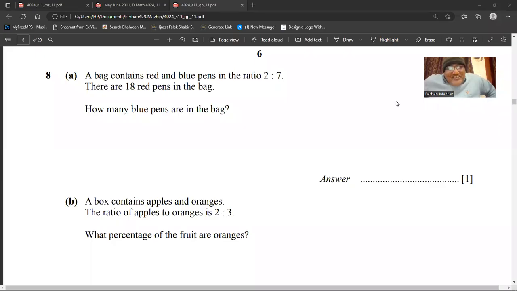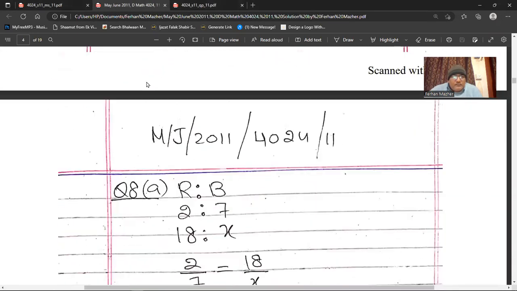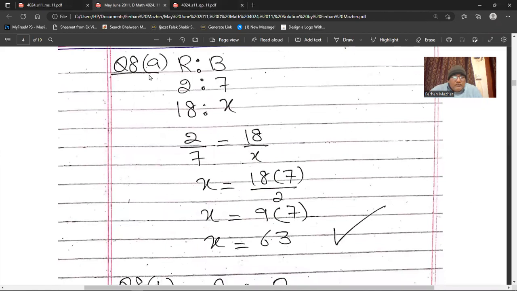Question number 8. A bag contains red and blue pens in the ratio 2:7. There are 18 red pens in the bag. How many blue pens are in the bag? So very simple. Red to blue is 2:7. Red balls are 18. How many are the blue balls?